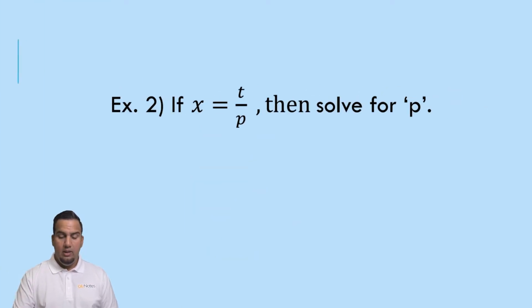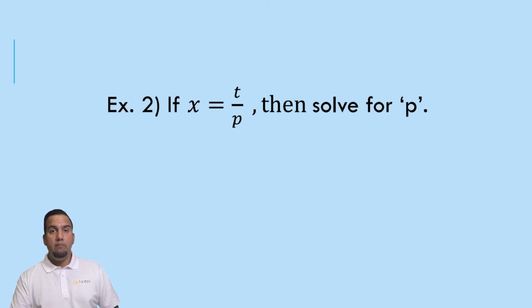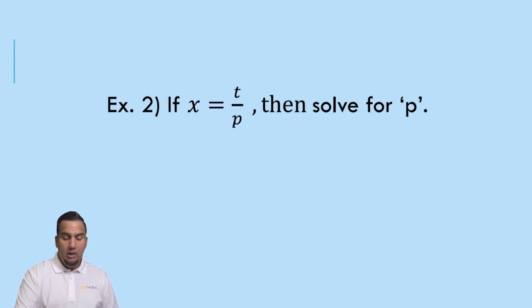Okay? All right, so in example two, you're going to read it. It says if x is equal to t over p, then solve for p. The first thing you want to ask yourself is where is p? P happens to be in my denominator. So look at step one. Step one says get rid of the fractions. I'm going to do that. If I can get rid of something that I don't like, I'm going to make my life a little bit easier when it comes to solving for this variable. So I'm going to go ahead and do the opposite of dividing by p, which is the inverse. I'm going to multiply by p.